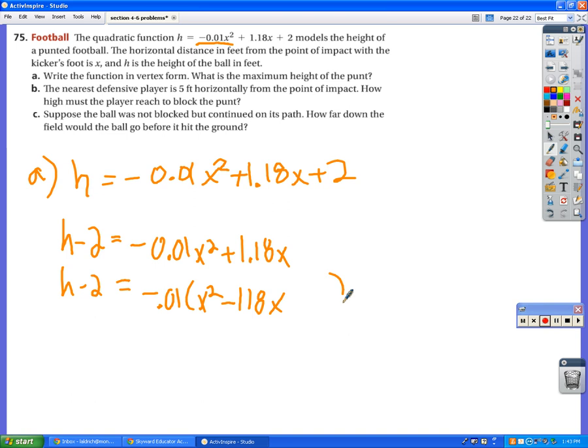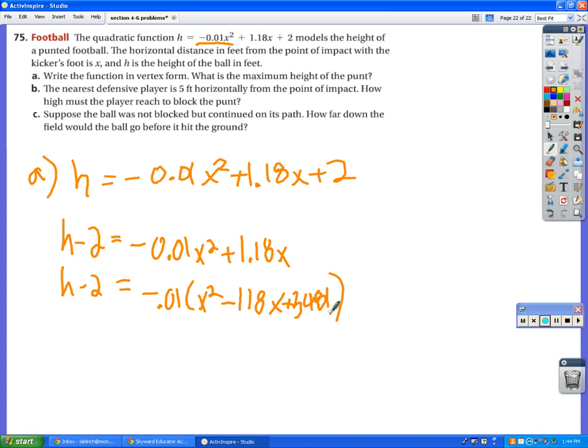Right, so now we need to complete the square with that. Take it, divide it by 2 and square it. So 59 squared is, oh my good lord, that's a big number. 3,481.